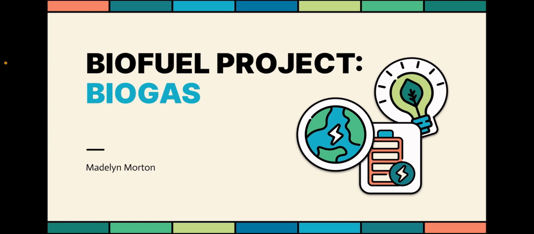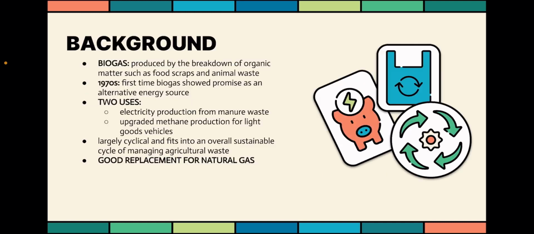And for my biofuel project, I decided to go with biogas. So basically, some background to biogas is that it is produced through the breakdown of organic matter, such as food scraps and animal waste. In the 70s, it was really the first time that it showed promise as an alternative energy source. Its two main uses are electricity production from manure waste and upgraded methane production for light goods vehicles. It's largely cyclical, and it fits into an overall sustainable cycle of managing agricultural waste.